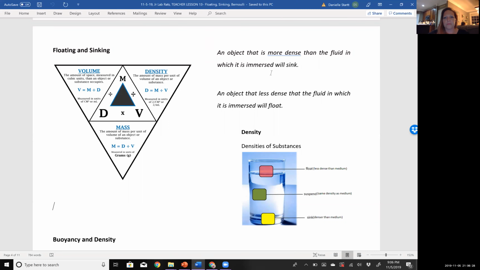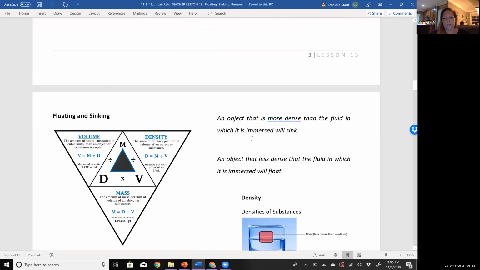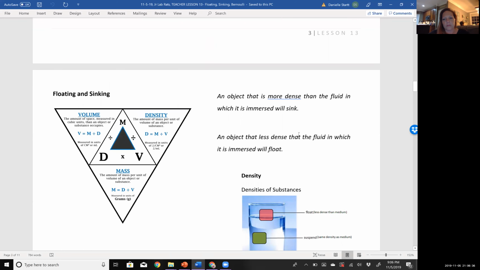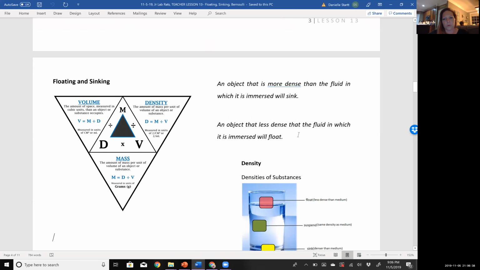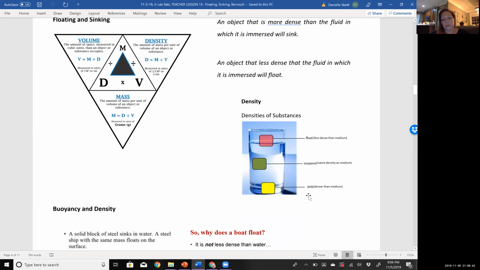Go here first. An object that is more dense than the fluid it is immersed in will sink. An object that is less dense than the fluid in which it is immersed will float. And an object with similar density to the fluid it's in is going to be suspended. So here we have our floating object. It's less dense than the medium. We'll call this liquid the medium. We don't know if it's water. It could be alcohol. It could be oil.